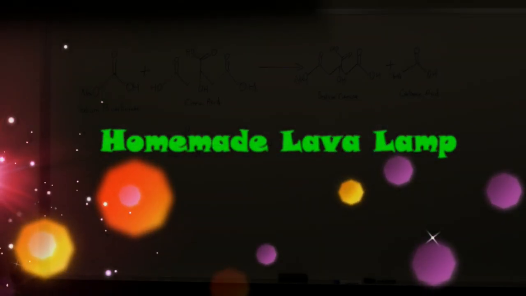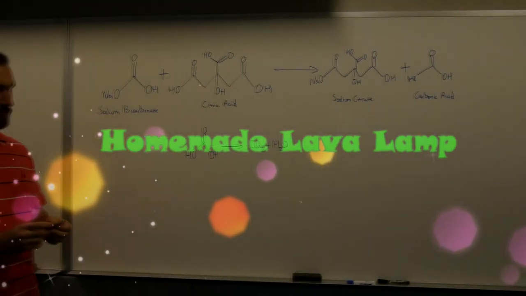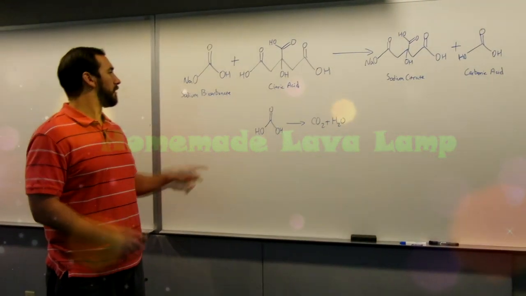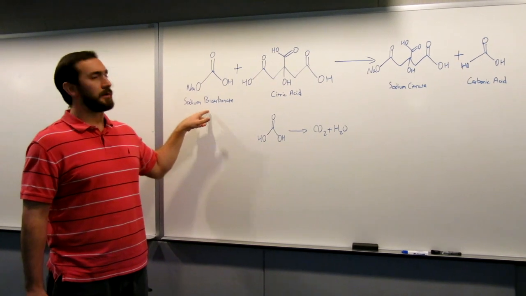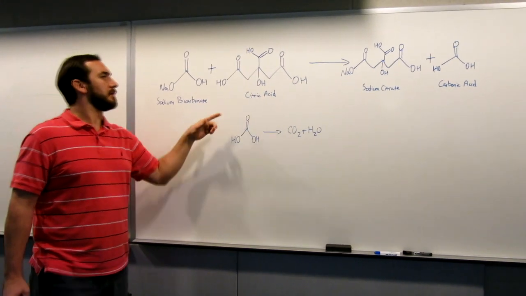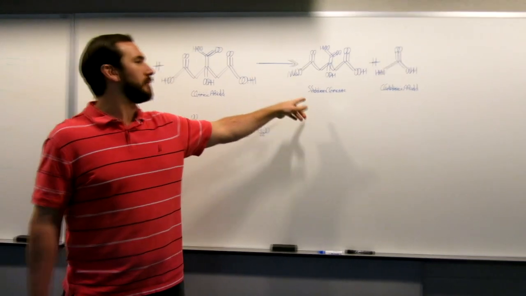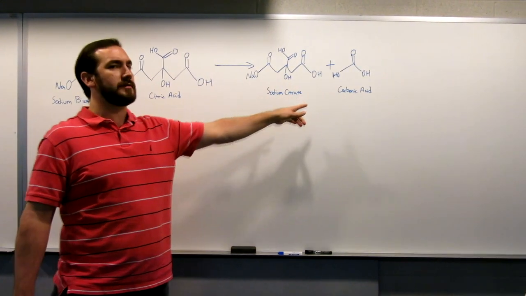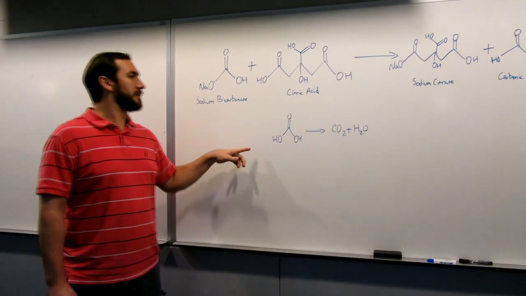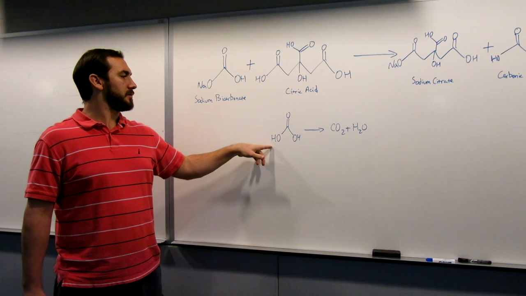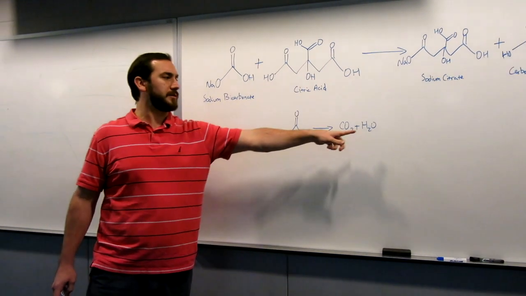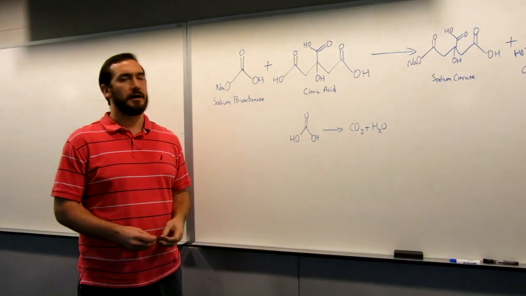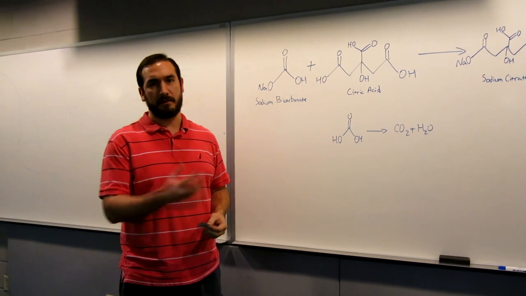Okay, so the main chemical reaction going on here is when the Alka-Seltzer combines with the water. Alka-Seltzer contains sodium bicarbonate and citric acid, and when mixed with water they combine to form sodium citrate and carbonic acid. And the carbonic acid in an aqueous solution dissociates into carbon dioxide and water, and the carbon dioxide is what forms the bubbles that come up to make the level.